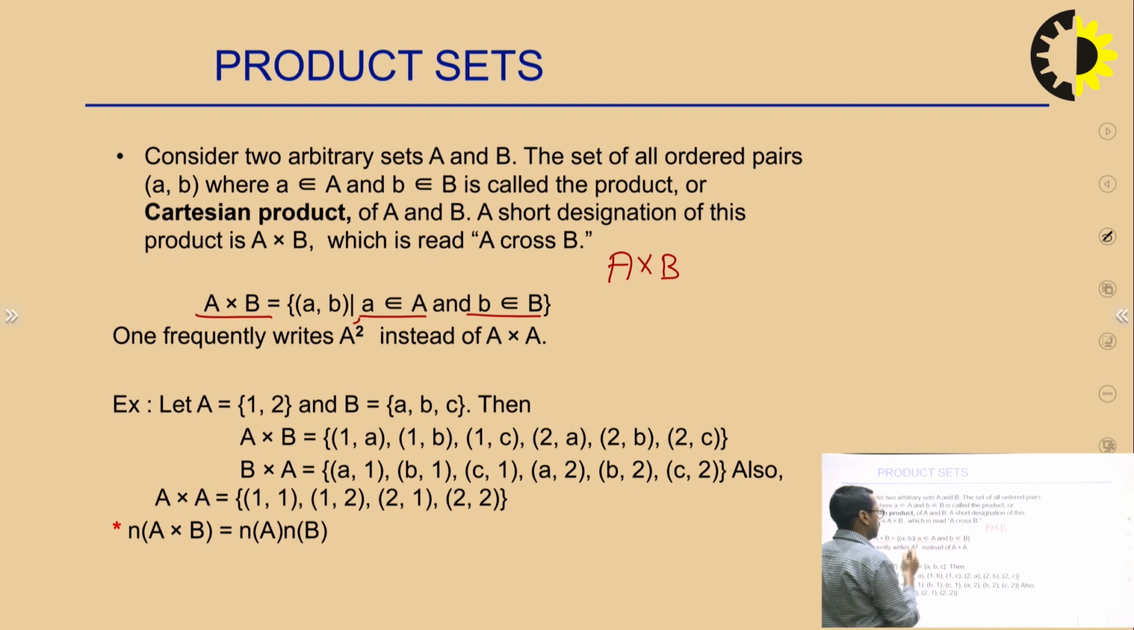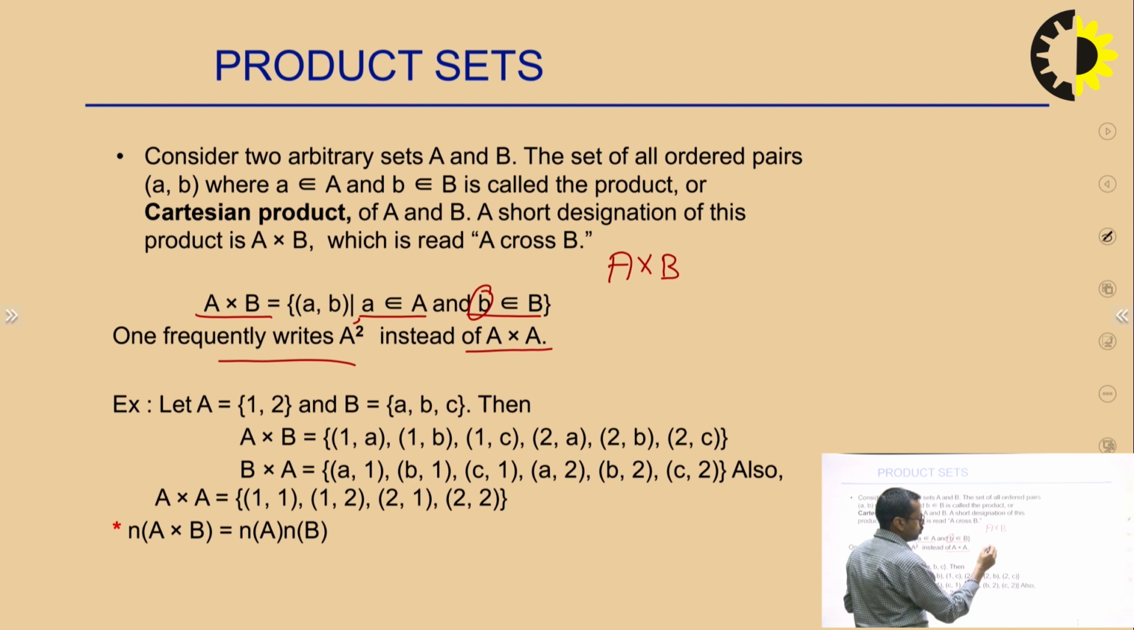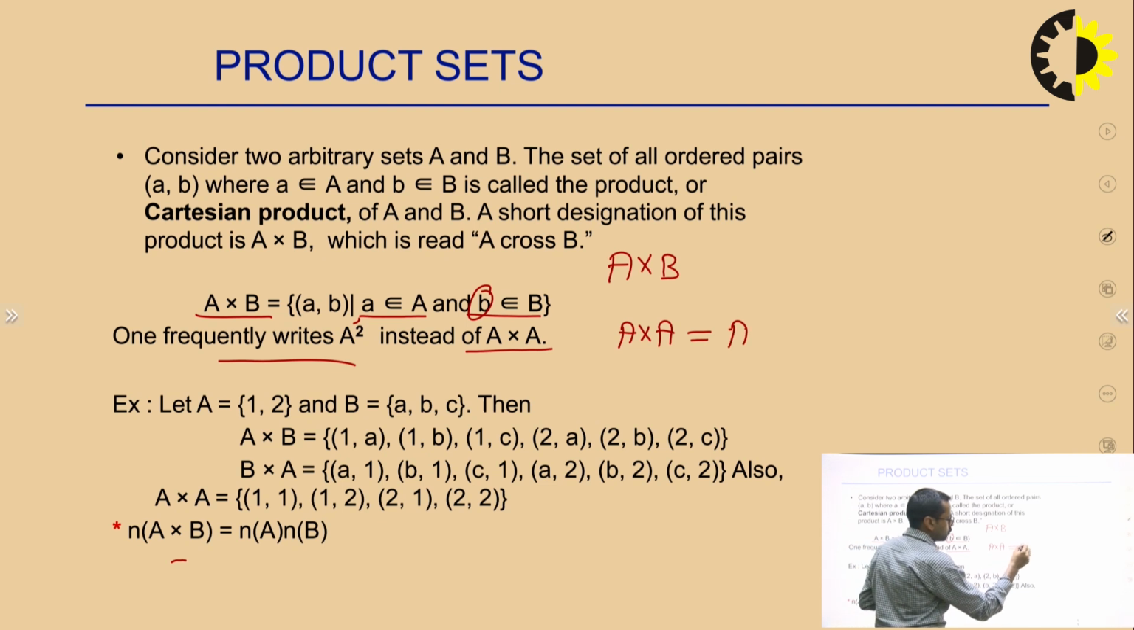That means the small a represents the elements from the set A, and b represents the elements from the set B. One frequently writes A squared instead of A cross A. If we use A cross A, that is, there are two sets A, and with the Cartesian product, we can call it A squared.